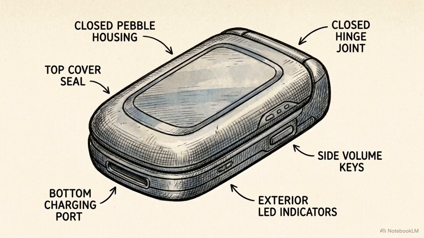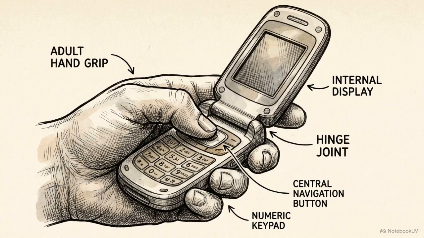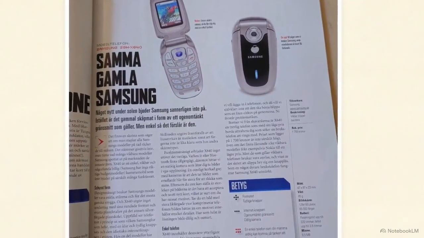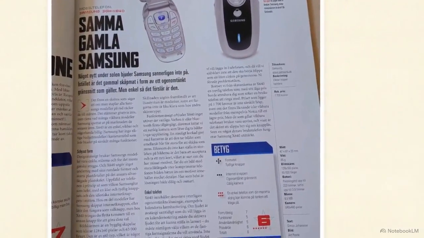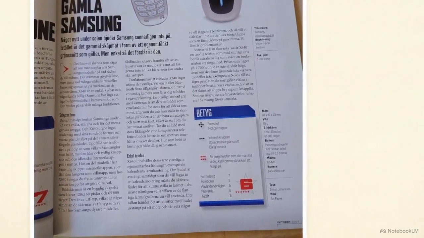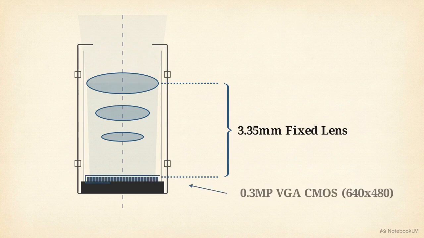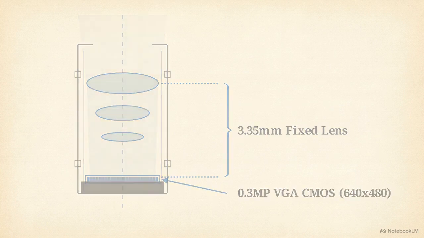In 2005, the Samsung SGH-X640 hit the market. It was a standard clamshell mobile phone designed for basic, day-to-day communication. If we examine the specification sheet from a magazine review of the period, we can see the exact optical hardware inside: a fixed 3.35mm focal length lens paired with a 0.3 megapixel VGA CMOS sensor.